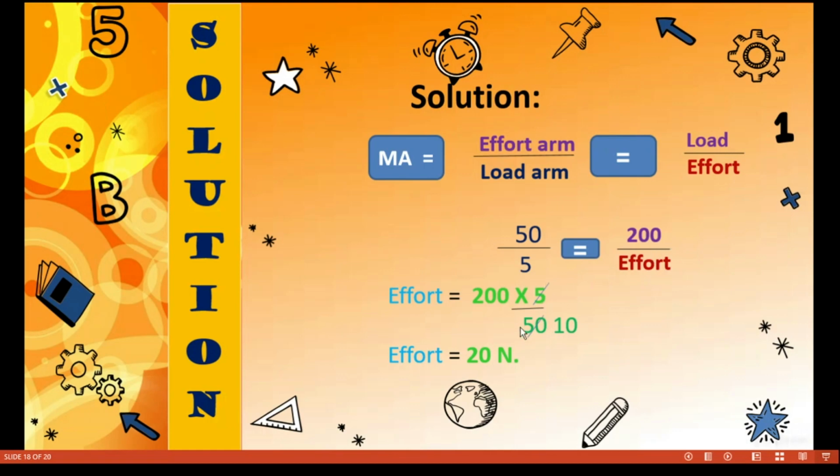So 1 5 is 5, 10 5s are 50. So here we will be left with 10. Again we can cancel this 200 by 10. So 10 and 10 will cut out. The remaining is 20 tens are 200. So effort is equal to 20 Newtons.